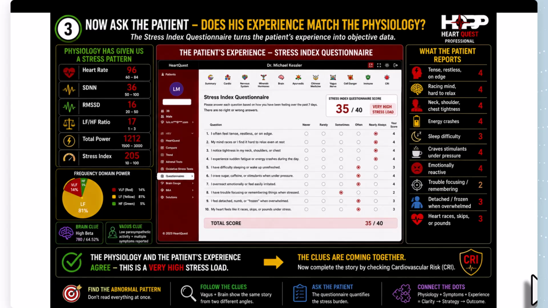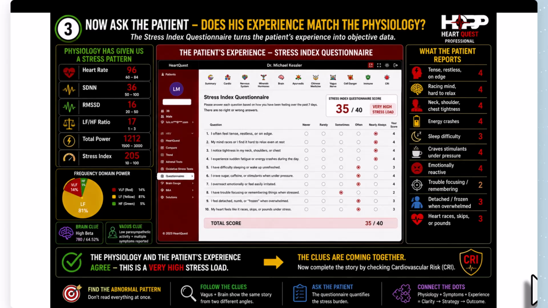Does his experience match the physiology? The stress index questionnaire turns the patient's experience into objective data. Now, in your HeartQuest, you can see down there on the left where it says questionnaires. When you click on questionnaires, you'll have different choices, one of them being the stress index questionnaire.